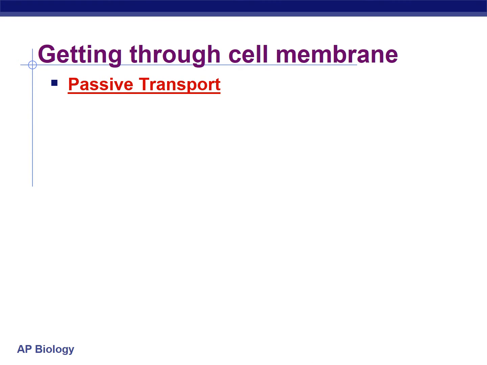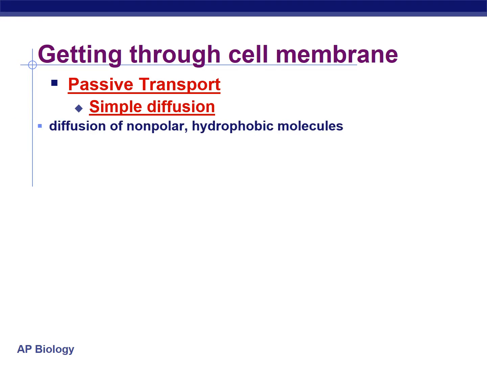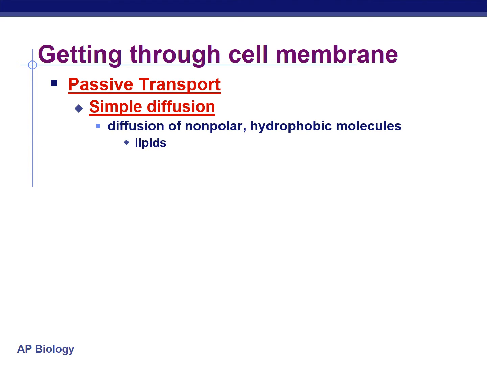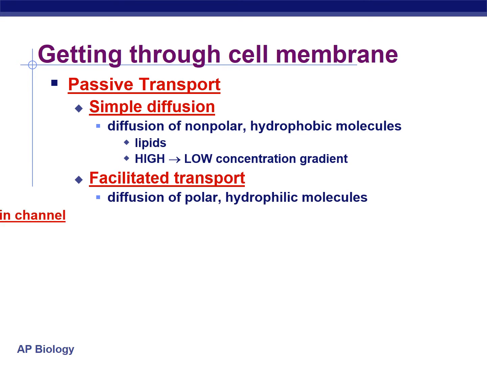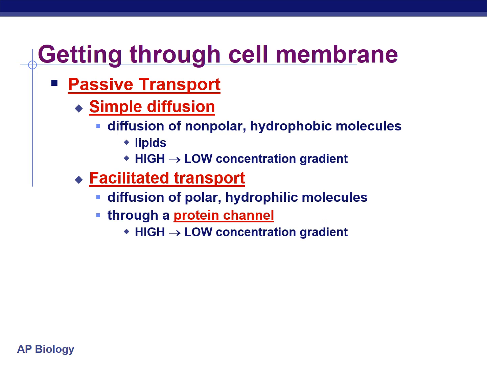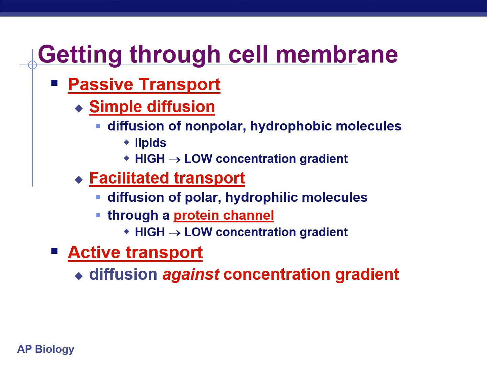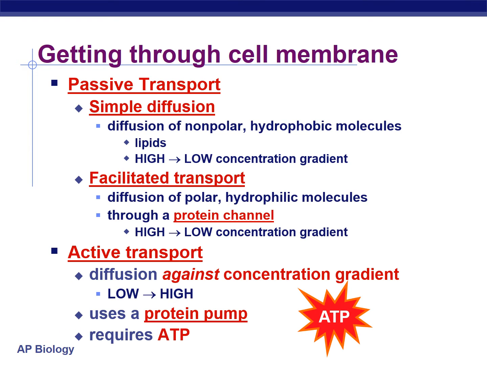So, quick review here then. Passive transport includes simple diffusion, which allows nonpolar hydrophobic molecules to make it through the tail part of the lipid bilayer. So lipids are good for these things. It's still diffusion, so it's going from a high concentration to a low concentration. Facilitated diffusion allows polar hydrophilic molecules to get through the cell membrane through those protein channels. But it's still diffusion, so we're going from a high concentration to a low concentration. In active transport, we move things against the concentration gradient from low to high. These use those protein pumps and do require ATP.